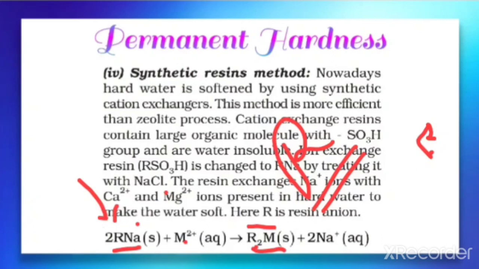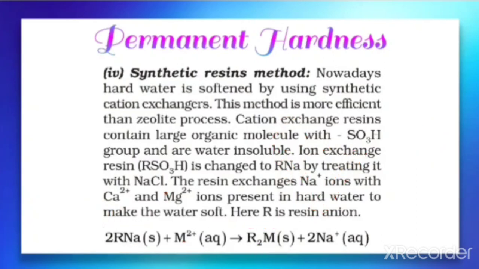So this is called the synthetic resin method, and it is also an ion exchange method, because here also an exchange of ions takes place. That is clear from here: RNa. In the place of Na, M is taking the position. So there is an exchange of ions, and it is an organic, or we can call it a synthetic resin method.